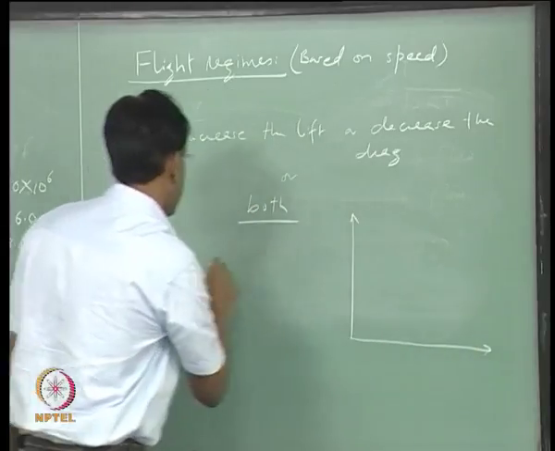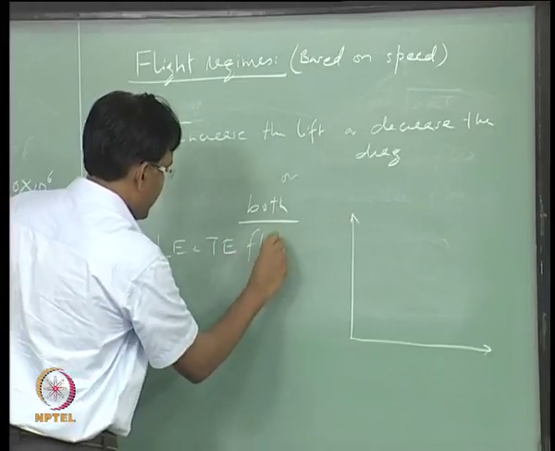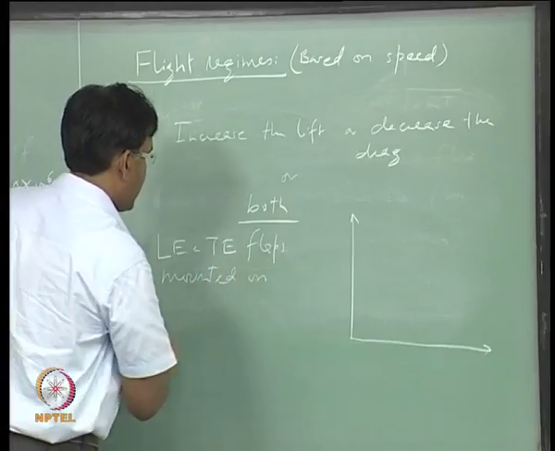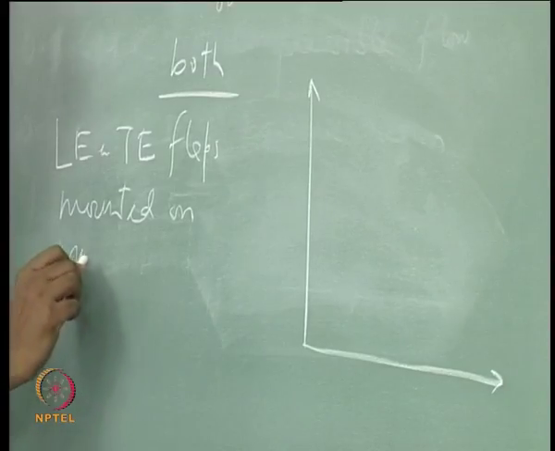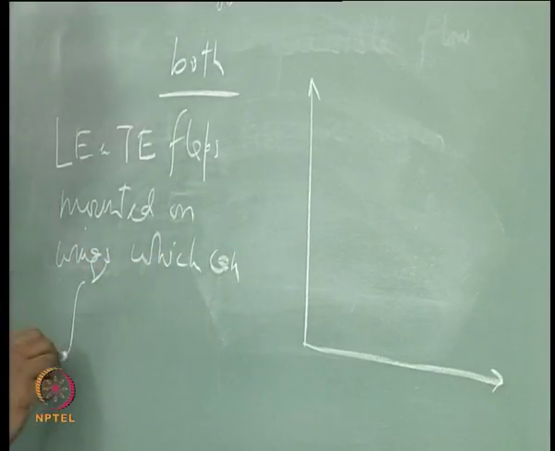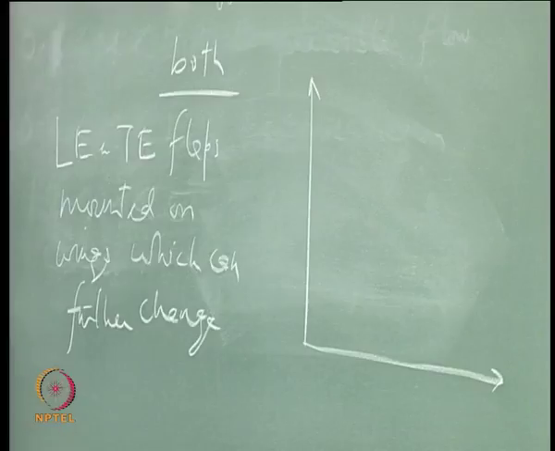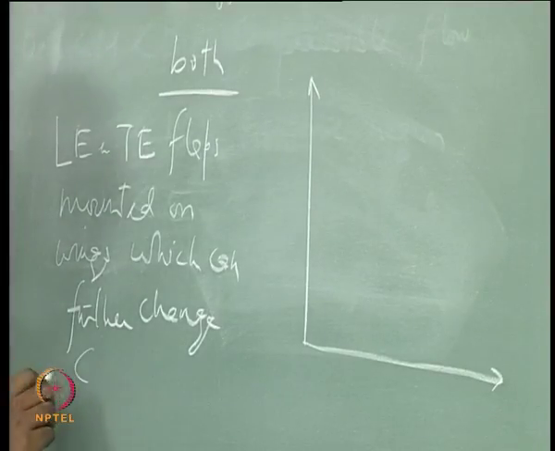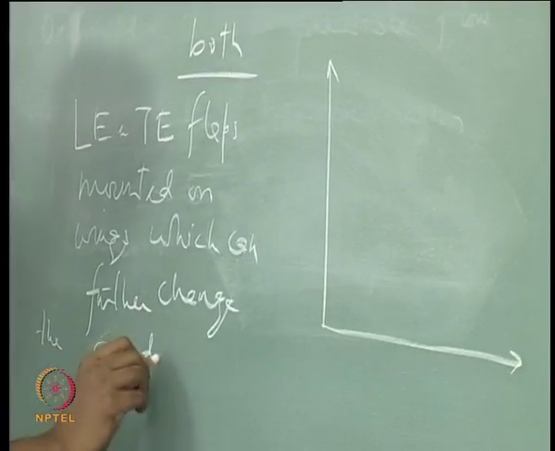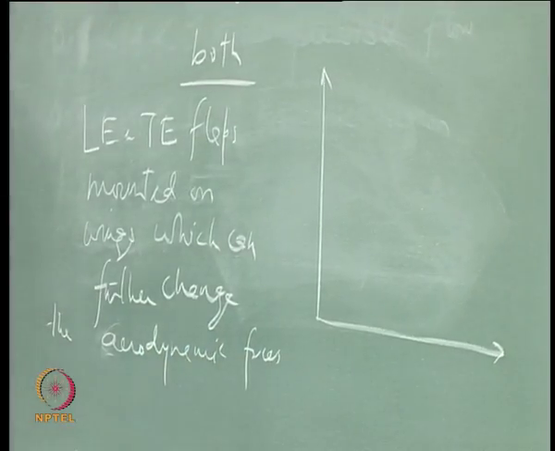So, there are leading edge or trailing edge flaps mounted on wings which can further change the aerodynamic forces in flight.